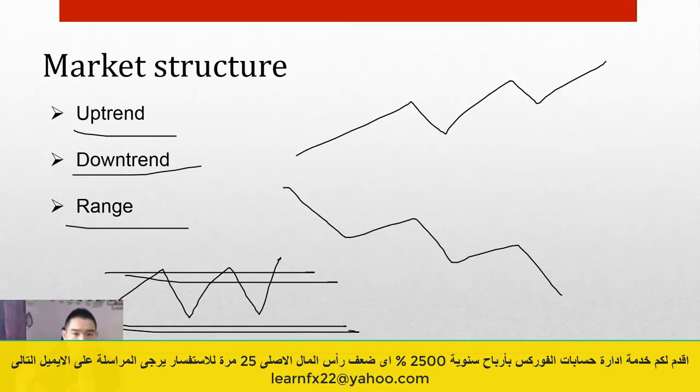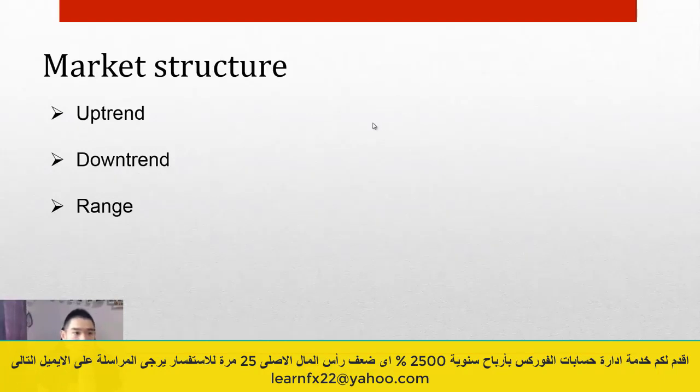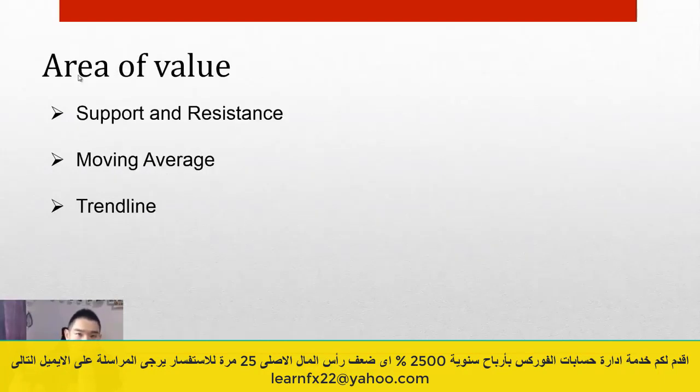Now, once you've identified the market structure, it doesn't mean you buy immediately. For example, let's say the market is in an uptrend at this level over here. Do you want to buy at this point? Not quite. You don't want to buy just because the market is in an uptrend, and you don't want to sell over here just because the market is in a downtrend. Why is that? It's because you want to look at number two, area of value.